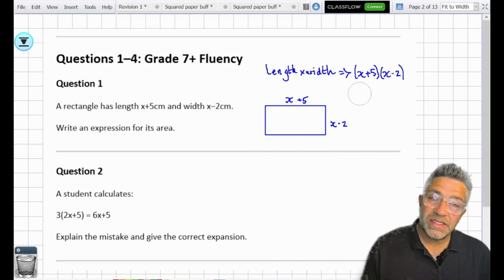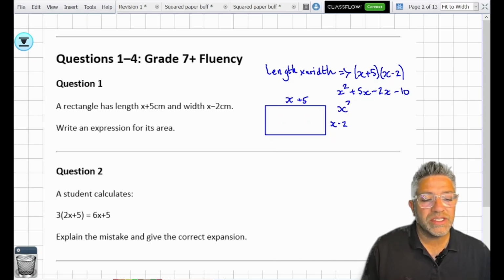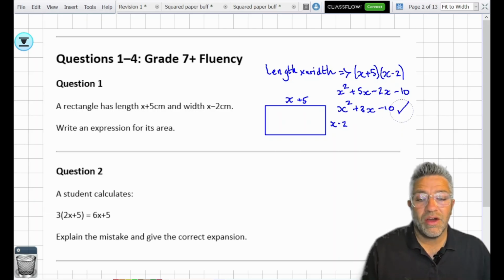If you expand these brackets, there's a whole host of methods that you might be familiar with. Some of you might use the acronym FOIL, some of you might use the grid method, but essentially we're just multiplying together a double bracket, and we will get x squared plus 5x minus 2x minus 10. We must always remember to simplify our quadratic expression if we can: x squared plus 3x minus 10. And there is the expression for the area of that rectangle.